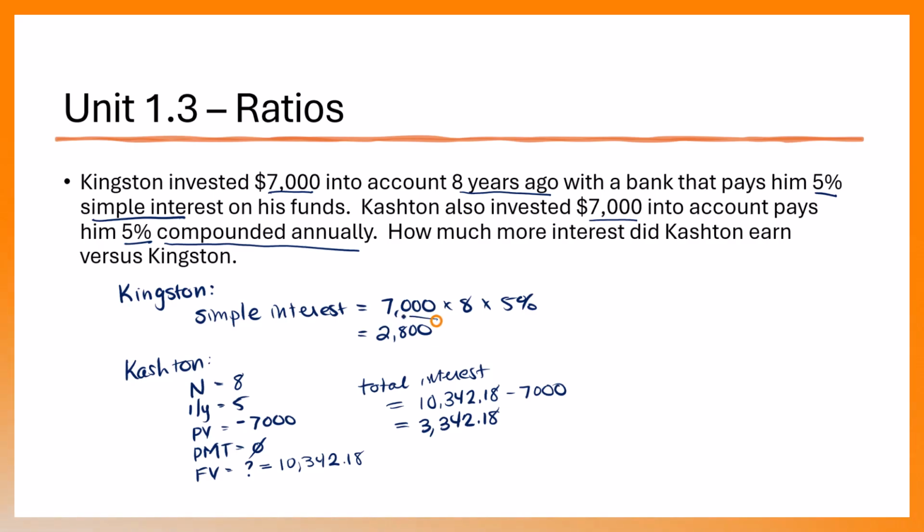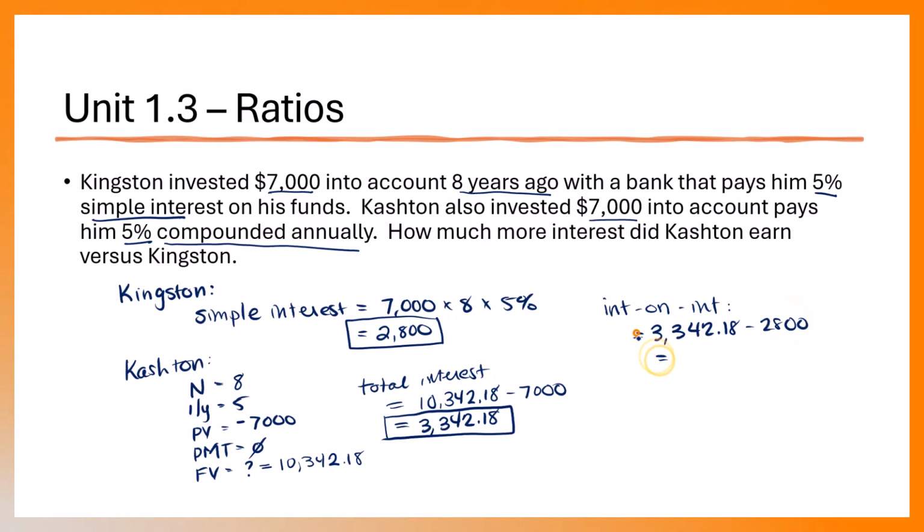So we're comparing the $2,800 to the $3,342.18, and that difference, hopefully this is not surprising to you, is the interest on interest that accrued in Cashton's account because it was compounding on an annual basis. And we can see that that's $542.18. That's how much more Cashton earned versus Kingston because his account compounded annually, whereas Kingston's account only had simple interest.